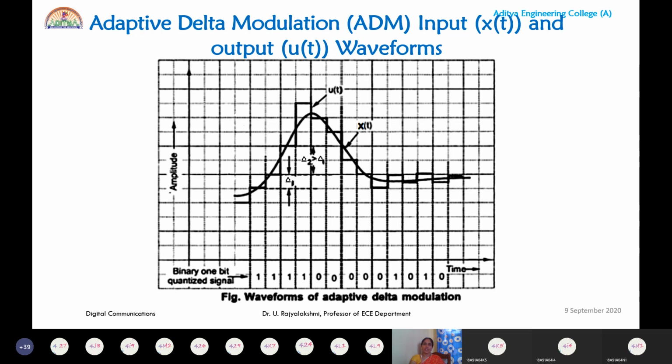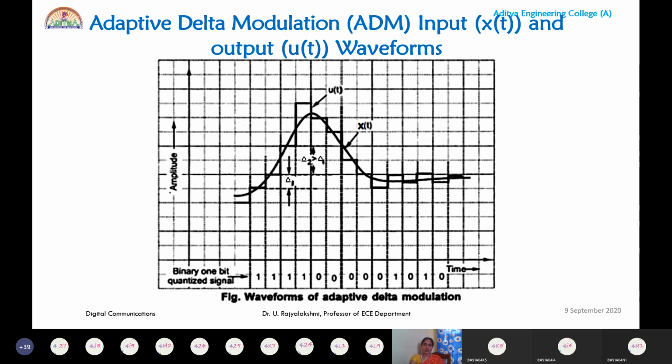So what is the input to the DM transmitter? Input is X of t. What is the output generated from the ADM adaptive delta modulator? That is the staircase waveform U of t, because our transmitter section has an accumulator. The accumulator always stores the U of t. Okay, the accumulator stores the staircase waveform. Please observe the graph here.